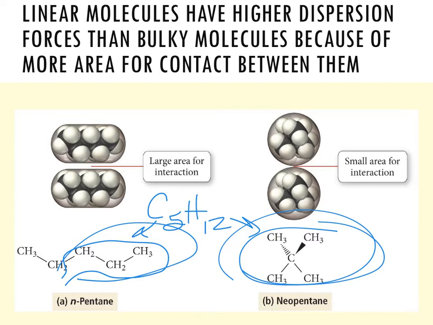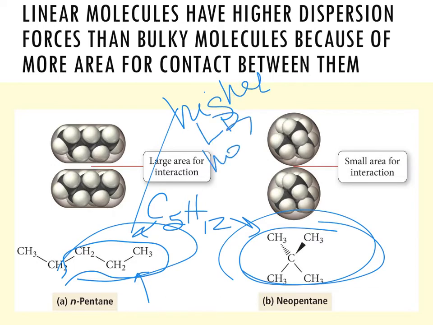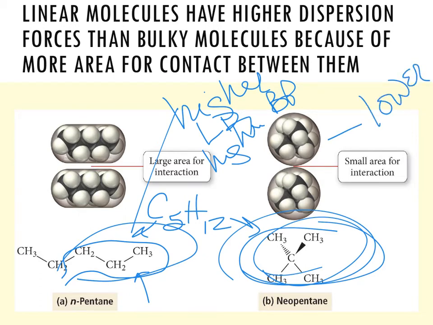So it turns out that the more stretched out a molecule is, the higher the London dispersion forces, and therefore the higher the boiling point. Bulky, clunky things don't tend to interact with each other as well. They can't line up on top of each other, and therefore they have lower London dispersion attractions and therefore lower boiling points. So molar mass is most important. You want to look at molar mass first. If you have two things that have the same molar mass, then you can look at their shape.